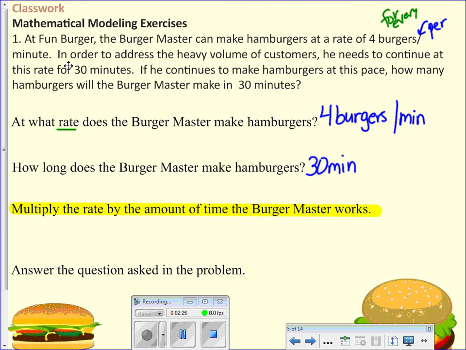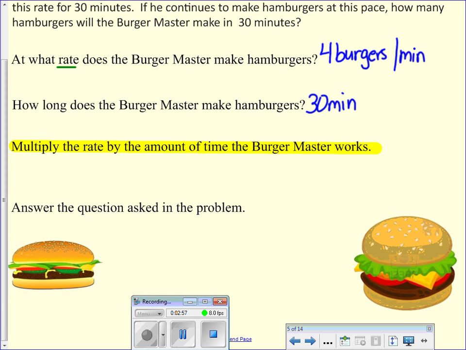So multiply the rate by the amount of time the Burger Master works. So basically we're going to take our ratio of 4 to 1 and scale it up because we're not looking at 1 minute, we're looking at 30 minutes. Okay? Previously we scaled down to find the rate. Now we're using the rate to get more information. So everybody should be copying this sentence down on their notes. Multiply the rate by the amount of time the Burger Master works.